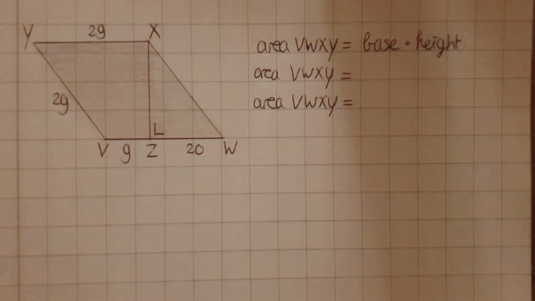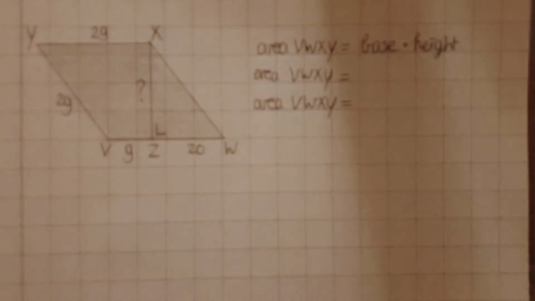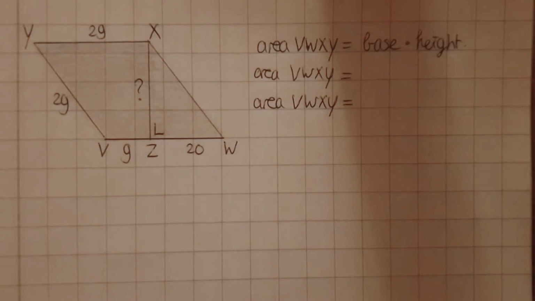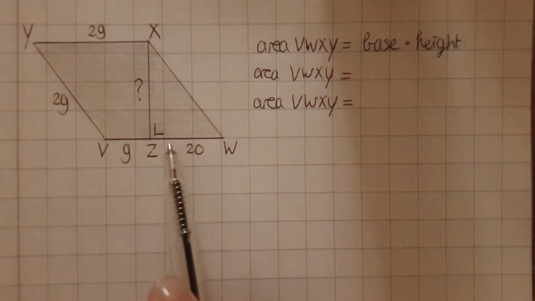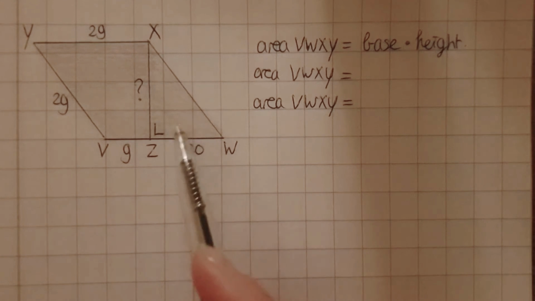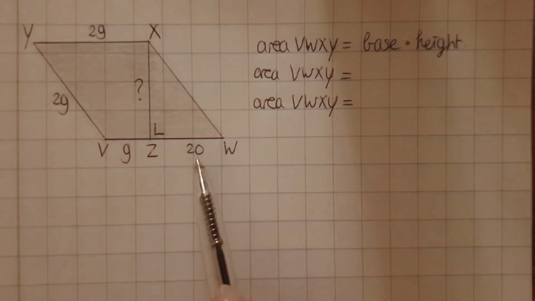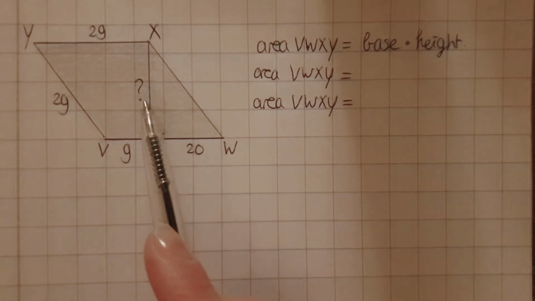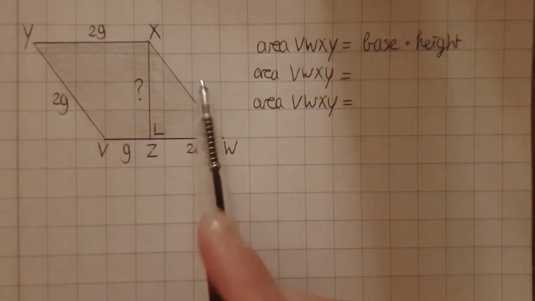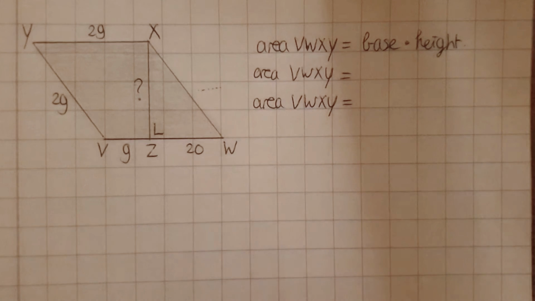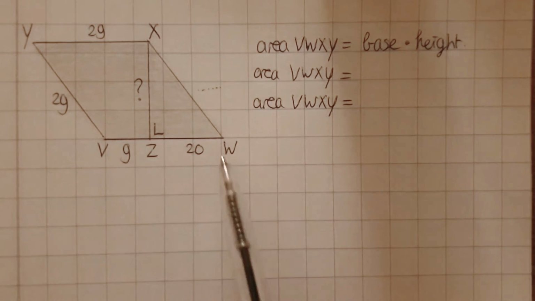I do know that it is in a right angle triangle, so maybe I can figure out what XZ is by doing the Pythagoras theorem. Okay, so I'm going to write down a question mark here. I want to know what this length is, and then I can do base times height. If I look at this triangle, for example, ZWX, I do know this is 20. I want to calculate that one, and I need to know this one. And then I can do Pythagoras theorem.